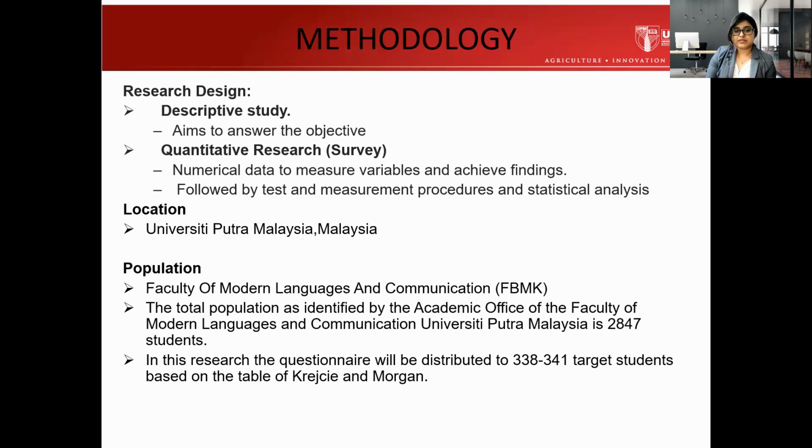So basically, the population I've been taking is FPMK as a whole, undergraduate and postgraduate. The whole population is 2,847 students, and I'm using Krejcie and Morgan. So my respondents should be between 338 and 341, which I have achieved because I got 340 respondents.